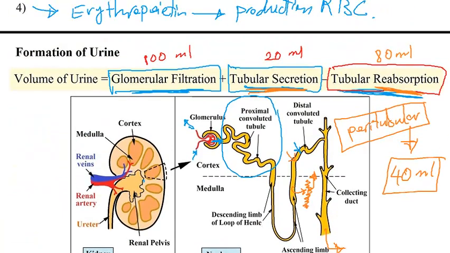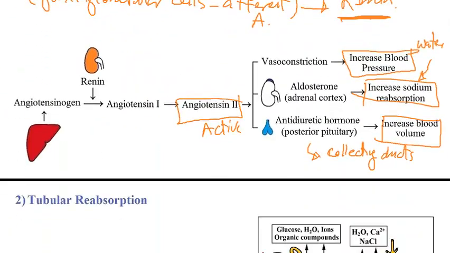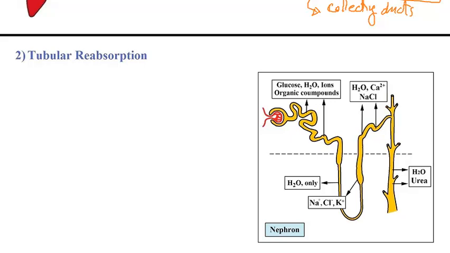So here we just discussed filtration and different mechanisms that affect filtration. The next two topics we are going to discuss are tubular secretion and then tubular reabsorption. All right, so the next topic is tubular reabsorption, and this is the process through which substances from filtrate get reabsorbed into the interstitial fluid. And then from there on, they will enter the peritubular capillaries.